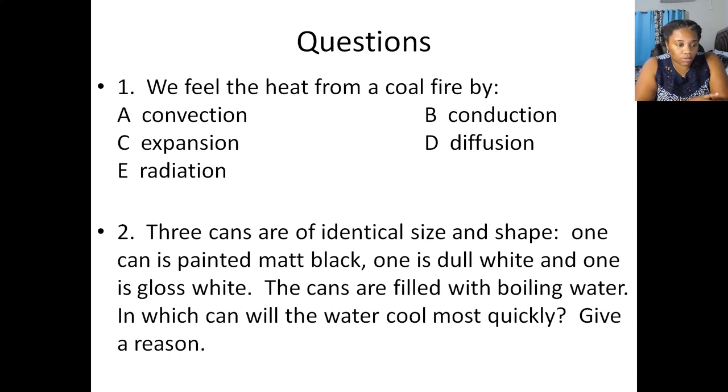The only sad part about this question is that they didn't say it was gloss white on the inside or gloss white on the outside. So I'm going to take it that it's gloss white on the outside. It reflects the heat away, and so thereby cooling the water most quickly. Give a reason. There I have it. I gave my reason. So just make sure when you have these open-ended questions and you're going to give a reason, make sure your reason makes sense once you pick your point.